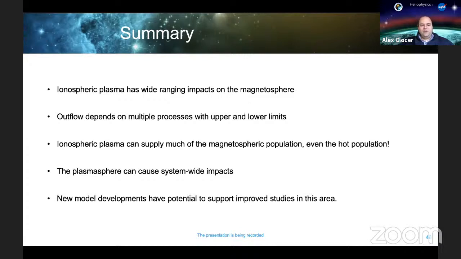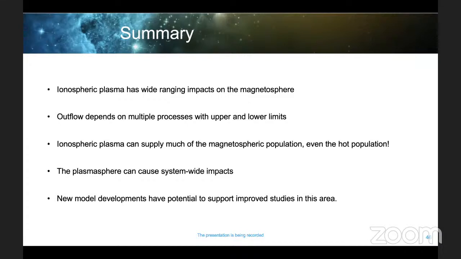And finally, there are some new developments. We're not just running the model as is, but we're constantly improving the code. I just showed you a couple of examples of new things that are coming online that can make better models in the future. So stay tuned for that. And with that, I think there should be some time for questions. So thank you very much.